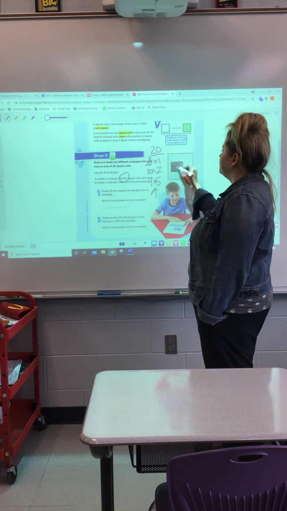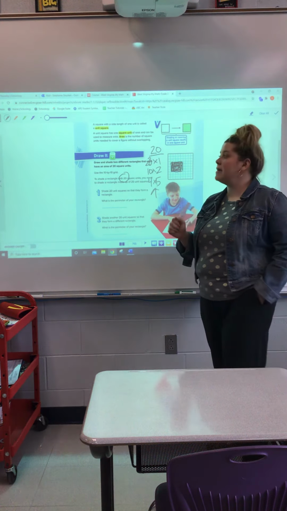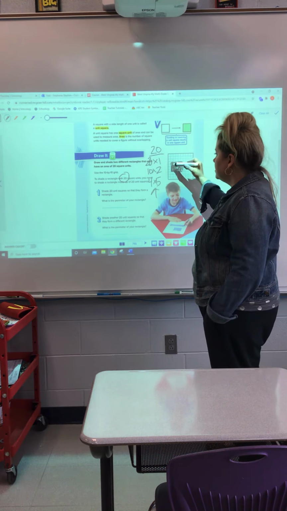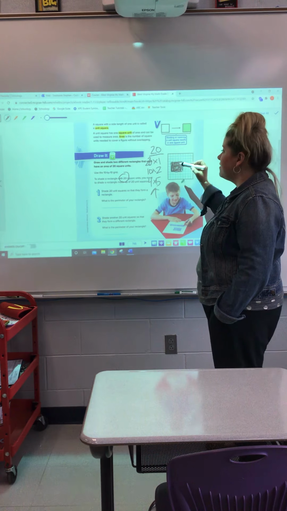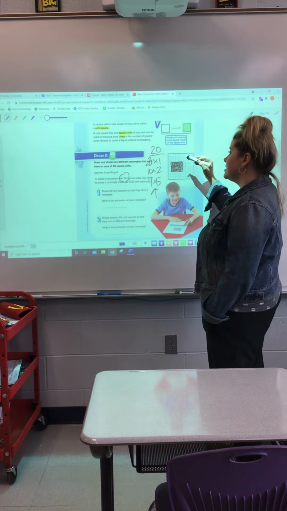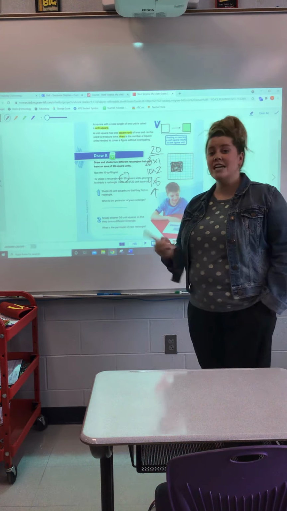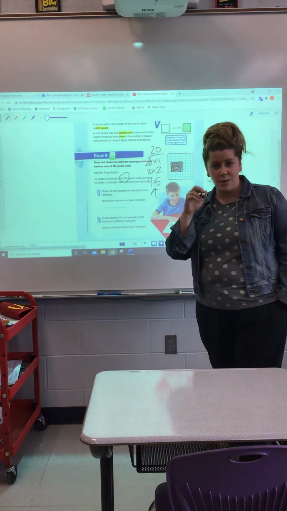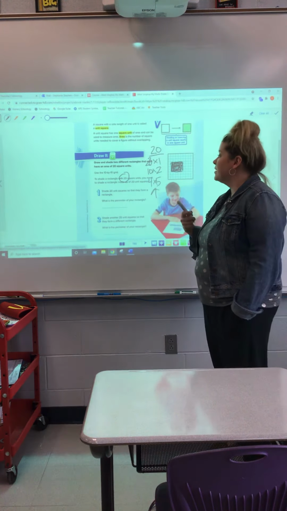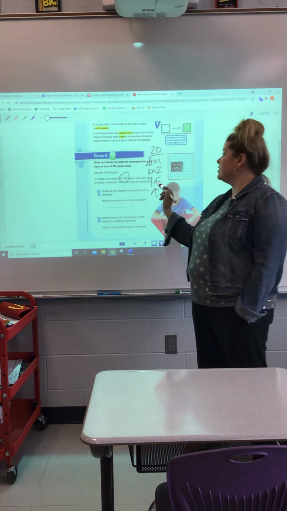Okay, so there's my rectangle. Let's count to make sure that it actually has 20 units. 1, 2, 3, 4, 5, 6, 7, 8, 9, 10, 11, 12, 13, 14, 15, 16, 17, 18, 19, 20. Okay, so my rectangle has 20 squares inside of it. So we definitely got that right, okay? And we figured that out by using these numbers.